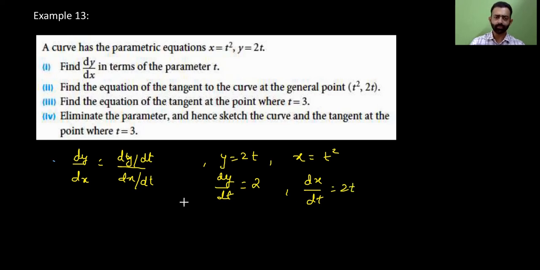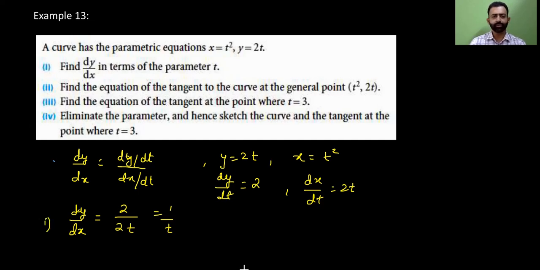Okay. So my value of dy by dx is equal to dy by dt, which is 2, over 2t. Okay, so it is just 1 over t. Since it is given in the question that in terms of parameter t we have to find dy by dx, it is just 1 upon t. Otherwise, we can replace the value of t with either under root of x or y by 2. Okay, so this is your first part.